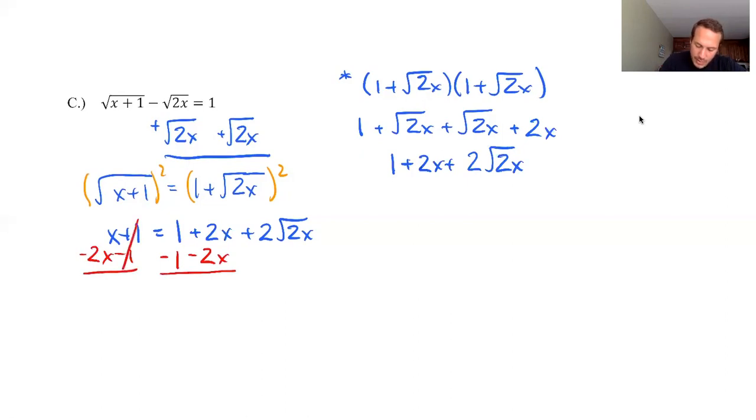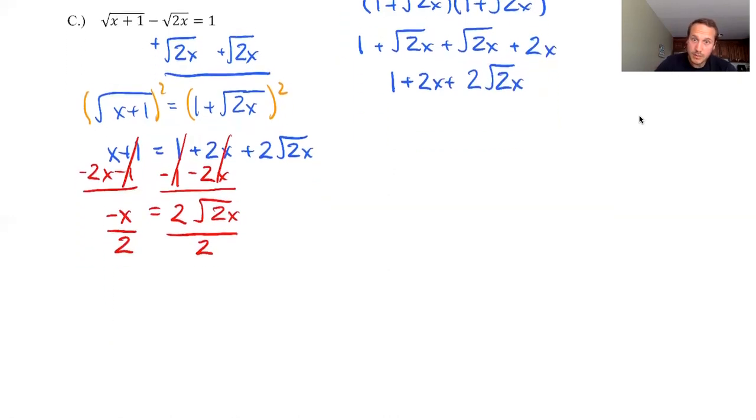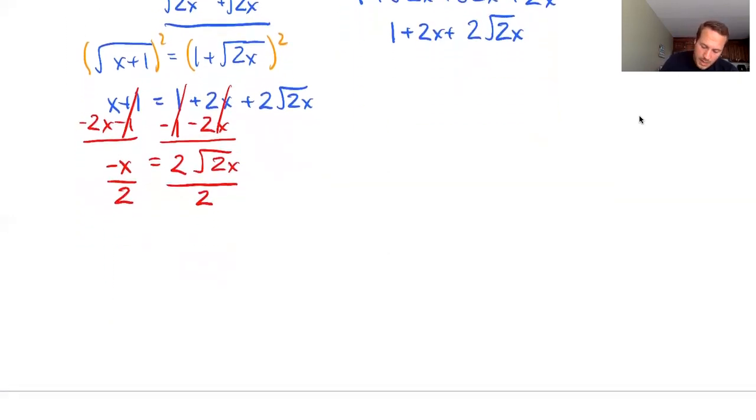These 1's cancel out. That's going to give me negative x over here. These cancel. I'm left with 2 radical 2x over here. Can I do anything now? Well, the radical is not isolated yet. So what do I want to do from here? Let's divide both sides by 2. And now I'm going to scroll down a little bit more. I get negative x over 2 is equal to radical 2x.